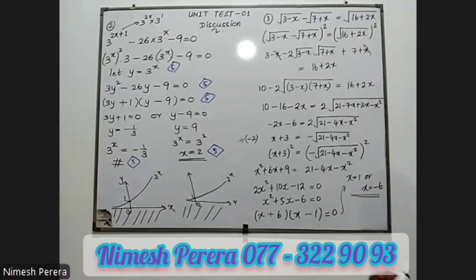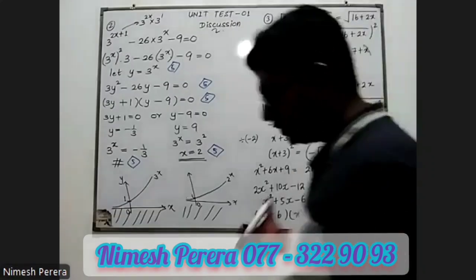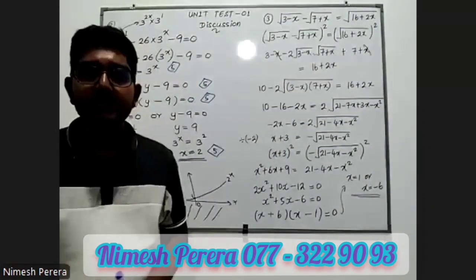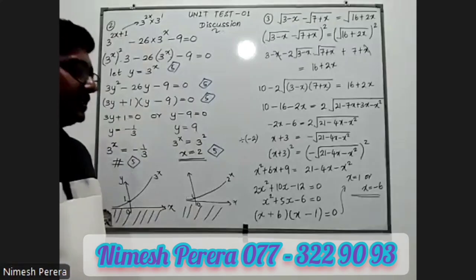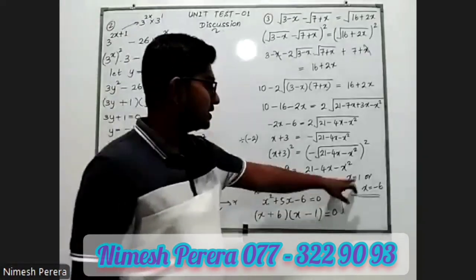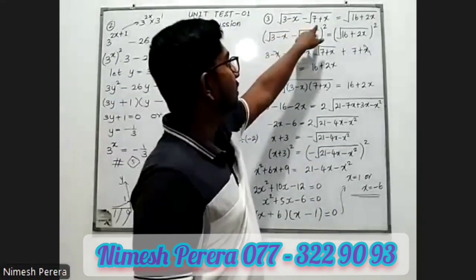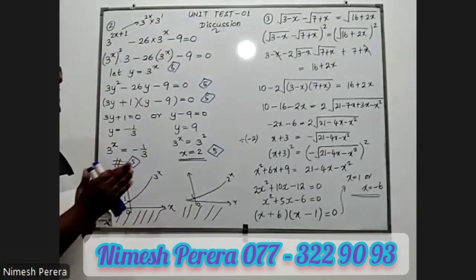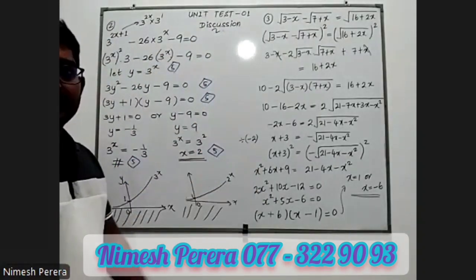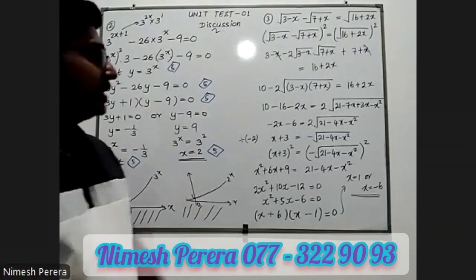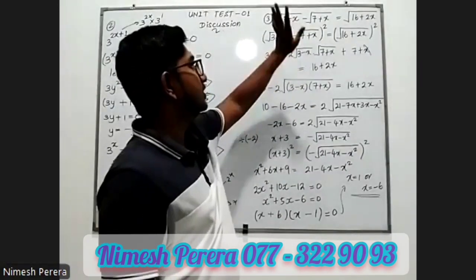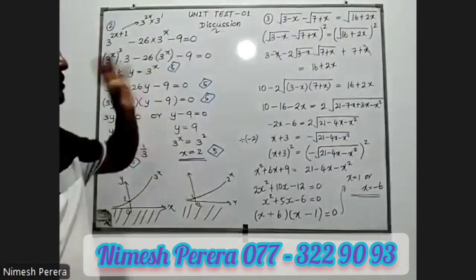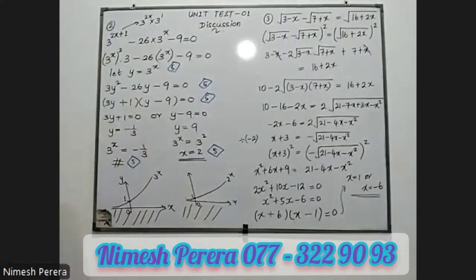Both results are possible. How to check that? Whether both answers are correct, you have to check the validity. When you substitute x equal to 1, you won't get negative values inside the square root. If you get a negative value inside the square root, that answer is not valid. When you put minus 6, minus into minus 6 will give you positive. No problem. Both answers are acceptable.